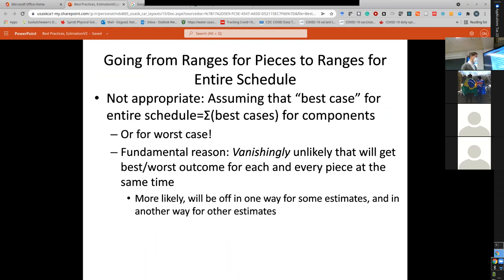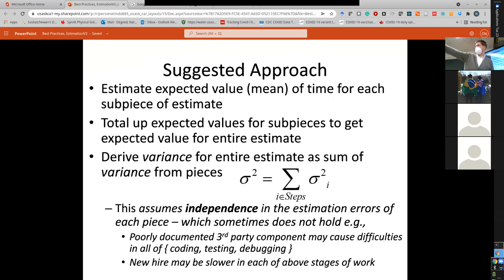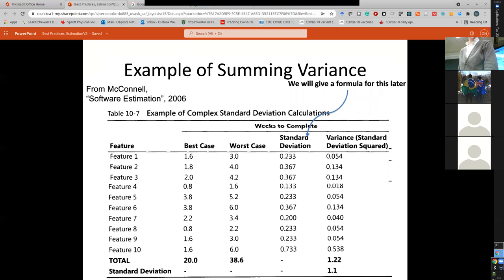So the idea here is, look, we're going to move beyond this assumption that to get the best case, we just sum up the best cases. As Jeremy said, that's extremely unlikely. It's vanishingly unlikely that it will be the best for all and the worst for all. So the idea here is that you're going to figure out the variance, okay? And I think most people here will have been exposed to the notion of variance in a statistics or probability class. Is that right? 240 math, math or stats, 241 or 245? Yeah. Okay.